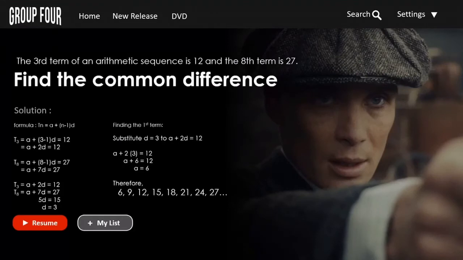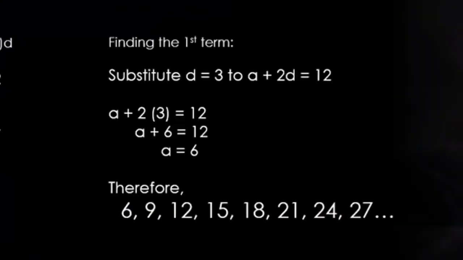Now that we have the common difference, next thing we do is to find the first term. What we'll be doing here is to substitute d equals 3 into a plus 2d equals 12. So that will be a plus 2 times 3 equals 12. 2 times 3 is 6, and subtract the 6 away. We'll have 12 minus 6, that will be 6. So our first term will be a equals 6.